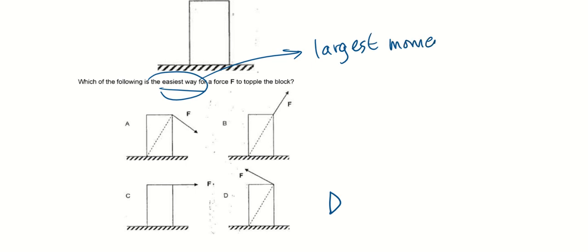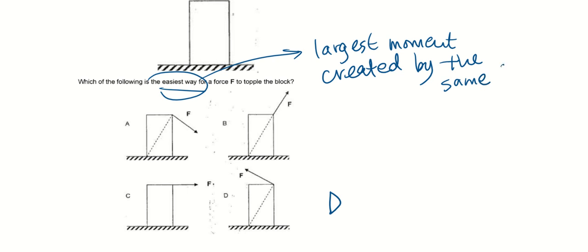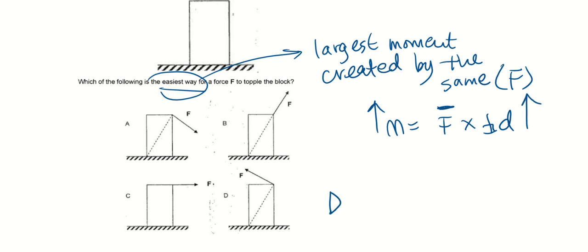They are looking for the largest moment created by the same force. Because to be fair, F must be the same, right? So moment equals force times perpendicular distance. If my force is going to be the same and I want the largest moment, that means the perpendicular distance of the line of action of the force to the pivot must be the largest.